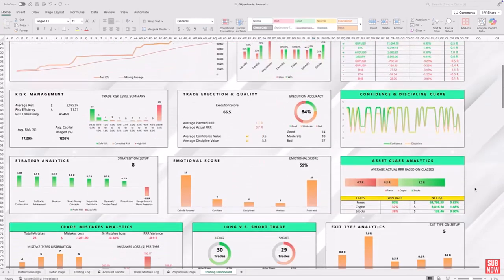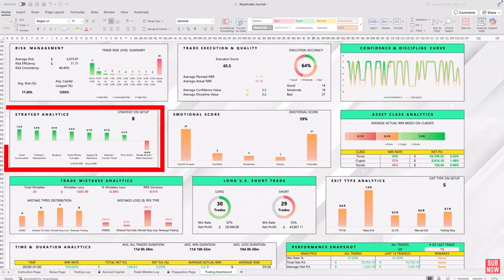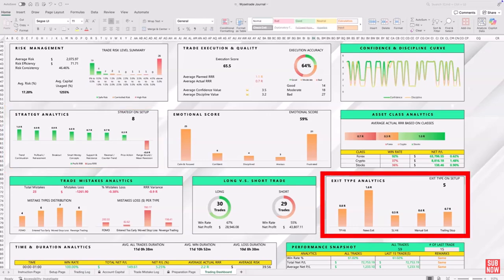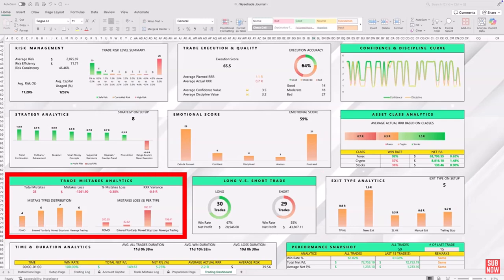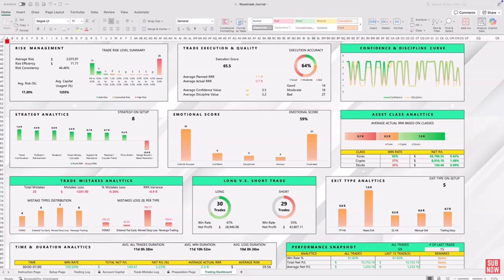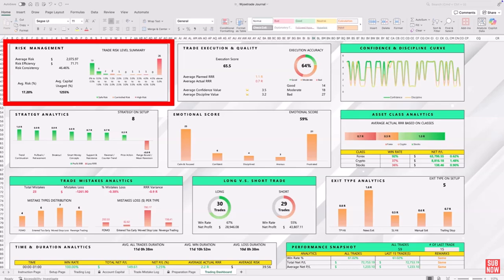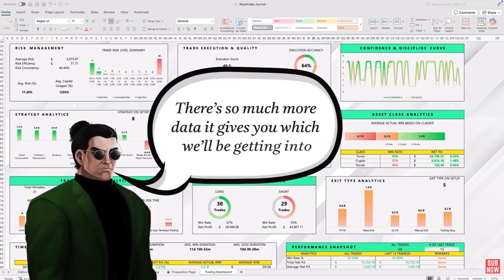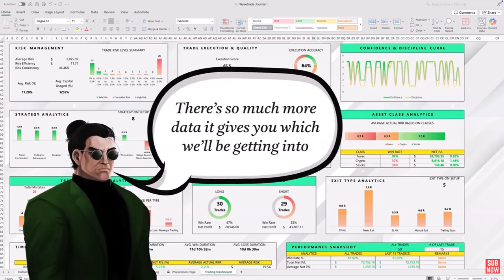The dashboard tells you things like which strategies have been working best for you. It shows you what exit types worked the best for you. It shows you the mistakes you've made over and over again. It shows you what risk reward has worked best. It shows you what specific assets you've made the most money on so that you can focus more on those. And there's so much more data it gives you, which we'll be getting into.